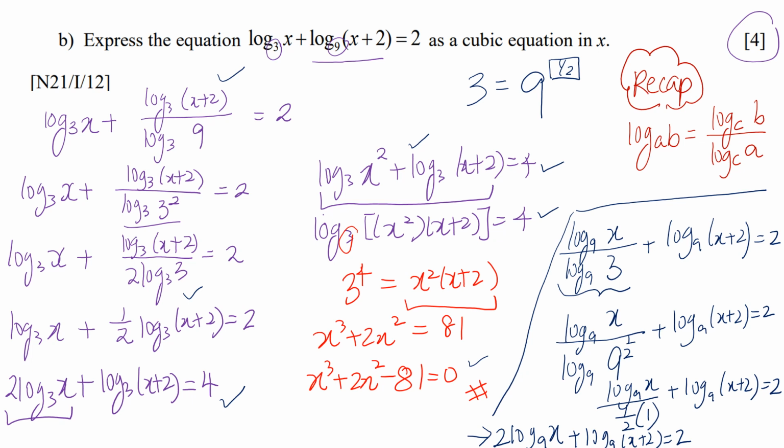The only part that is difficult to manage is this one here, because if you were to change it to base 3, it's easier to convert 9 as 3 squared. Okay, but if you change it to base 9, then you have to write 3 as 9 to the power half. It's slightly harder. Right, but whichever method, you will still get x cubed plus 2x squared minus 81 equals to 0.